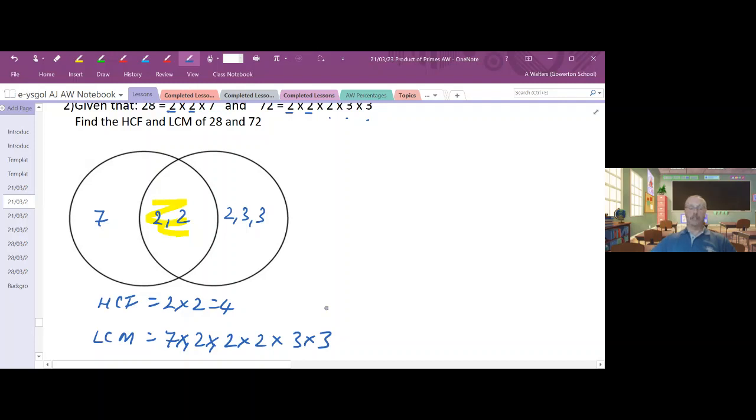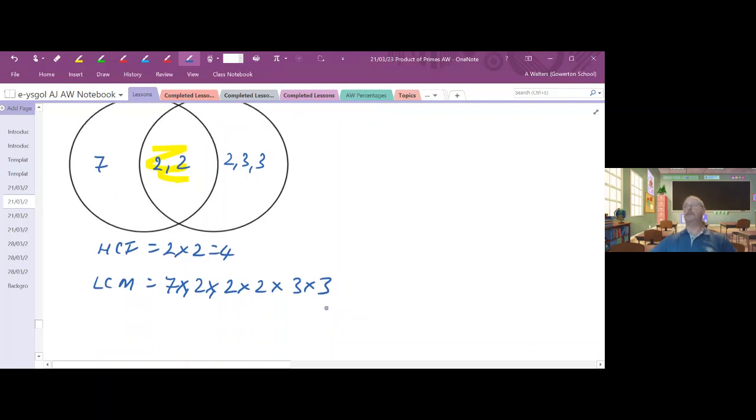Yeah. Now that's obviously a difficult calculation, so I'm going to break it down into a 7. Now I know 2 times 2 times 2 is 8. And I know 3 times 3 is 9. So maybe you need to say 7 eighths. 7 times 8 is 56. And then 56 times 9 is 504. Okay. There's your highest common factor and your lowest common multiple there.